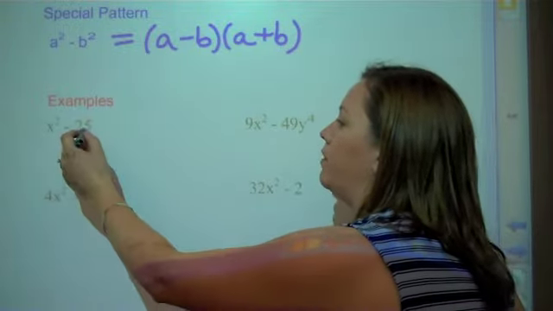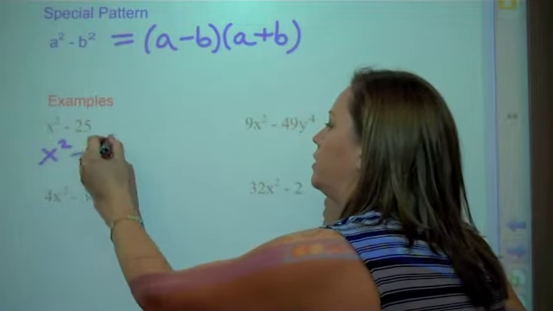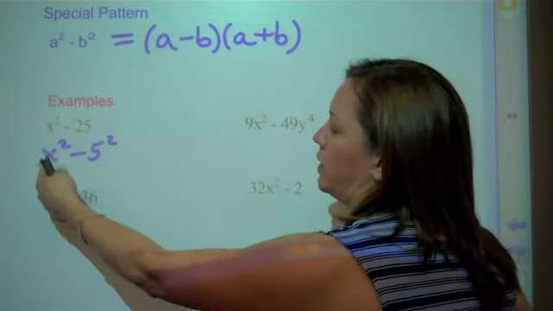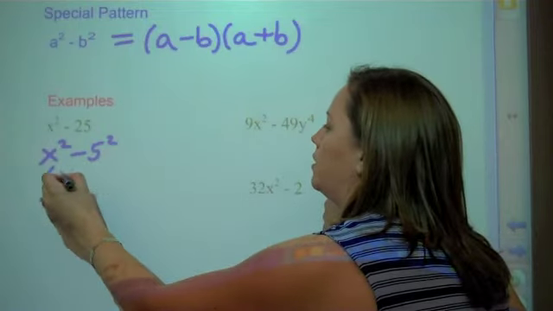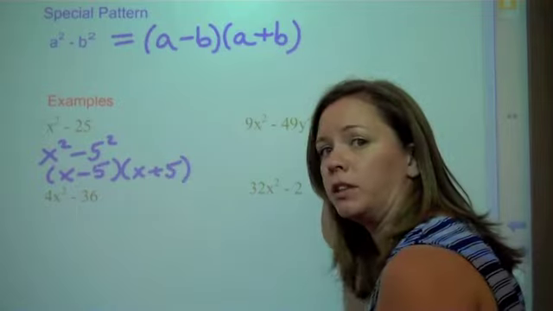X squared minus 25. Now 25 is a perfect square, so I could write that as x squared minus 5 squared. So this is like my a, this is like my b. So that factors to x minus 5 times x plus 5.